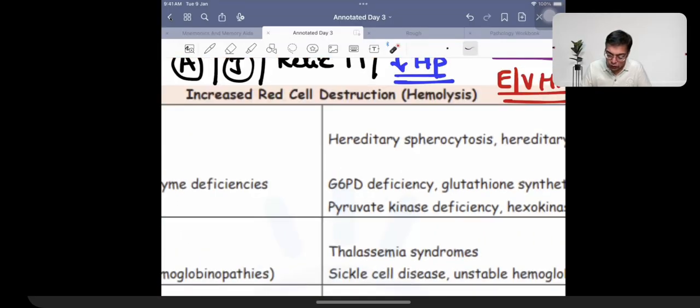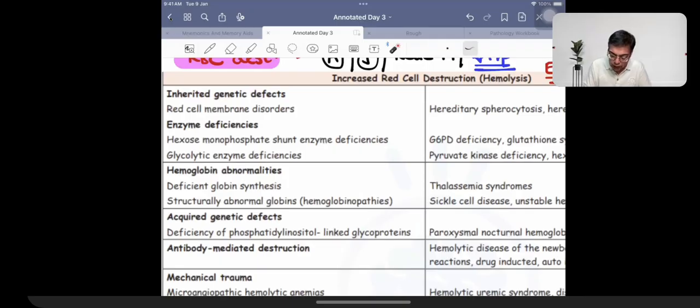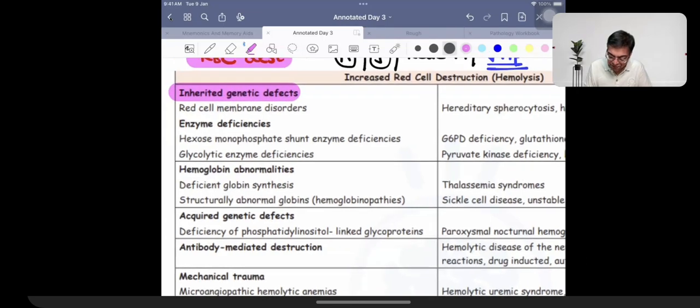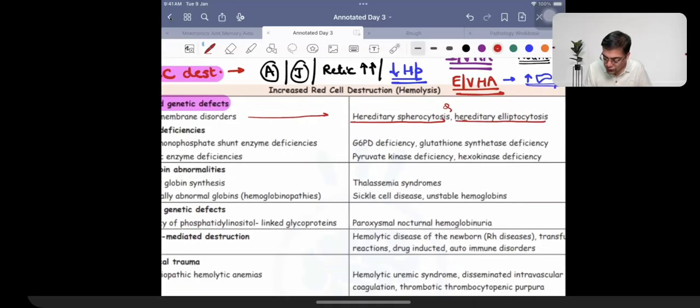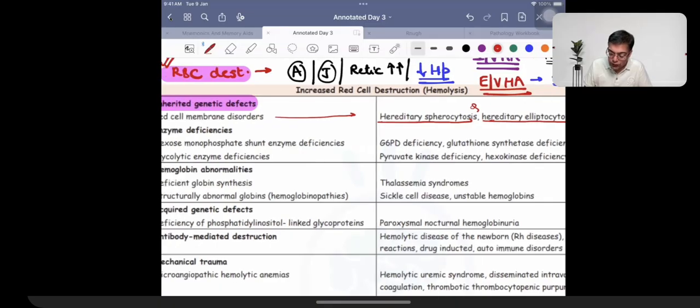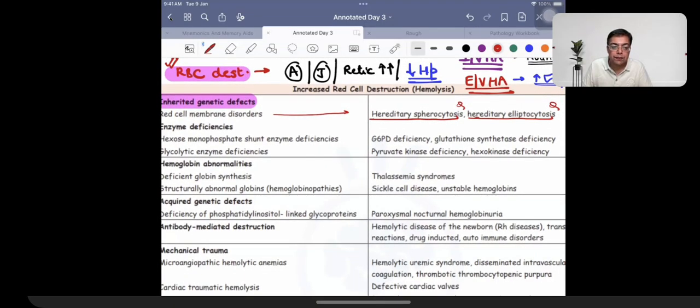Now, what can be the causes of RBC destruction? RBC destruction can take place because of multiple reasons. Reason number one can be that the patient is going to be having inherited genetic defects. Inherited genetic defects can be seen because of problem at the level of membrane. These conditions are hereditary spherocytosis, very commonly asked in the exam, and hereditary elliptocytosis.